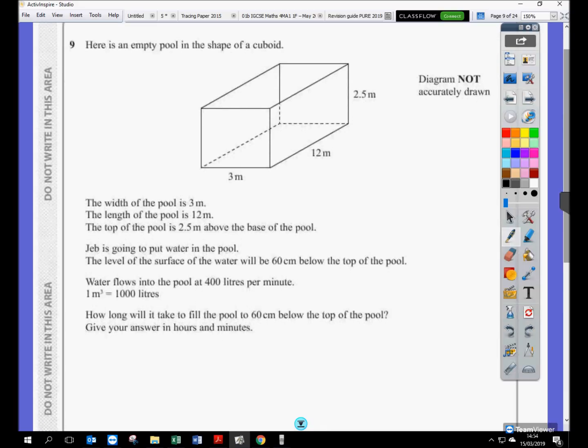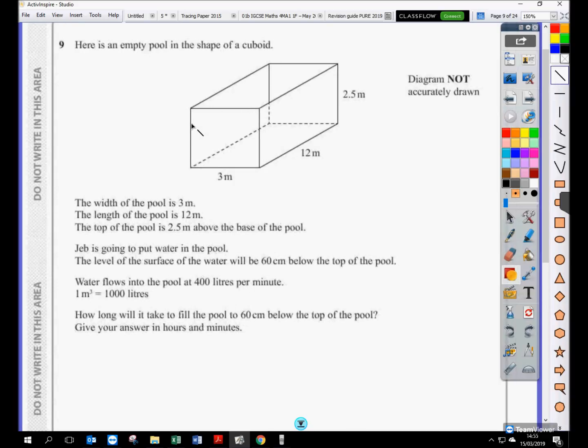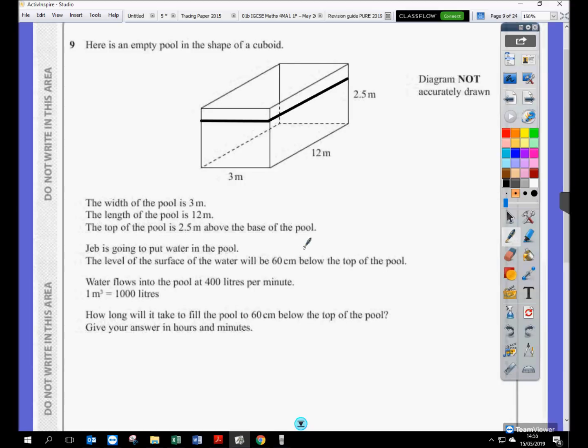Next one. Okay, there's a lot to read in this question. If you read the question, it says the level of the surface of the water will be 60 centimeters below the top of the pool. I'm going to guess roughly where the level of the surface of the water will be. So about 60 centimeters below. Let's just say it's here somewhere. And 60 centimeters is the same as 0.6 meters. So this part here is 1.9. This little bit here is 0.6.